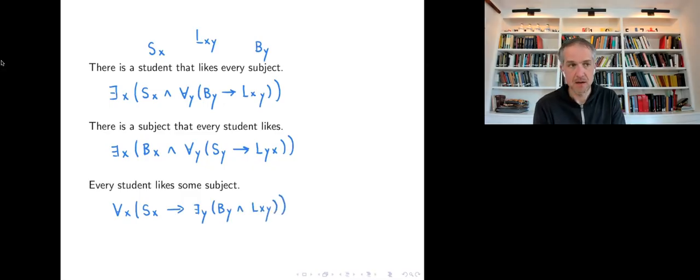Notice in the second phrase there, exists y, BY, and LXY. It's an and because I'm saying there's a y and that y has two features. It's a subject, and that student that we picked out, that x likes the subject. So again, here we have universal gets associated with the if then. Existential here gets associated with the and. So for every student, anyone who is a student, there is a subject that that student likes.